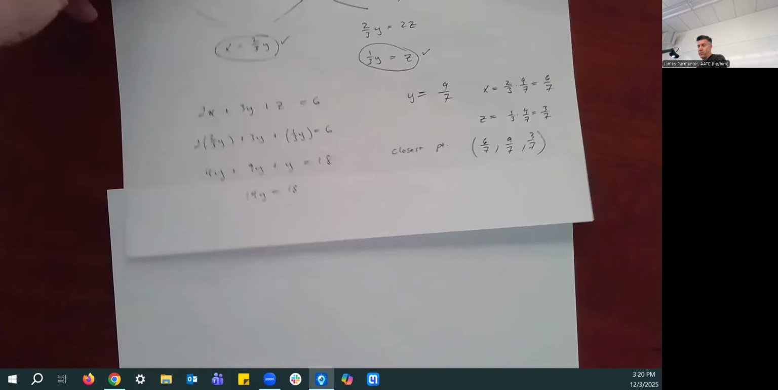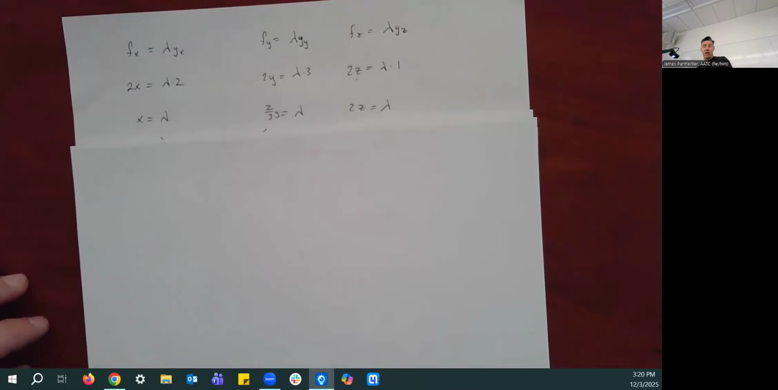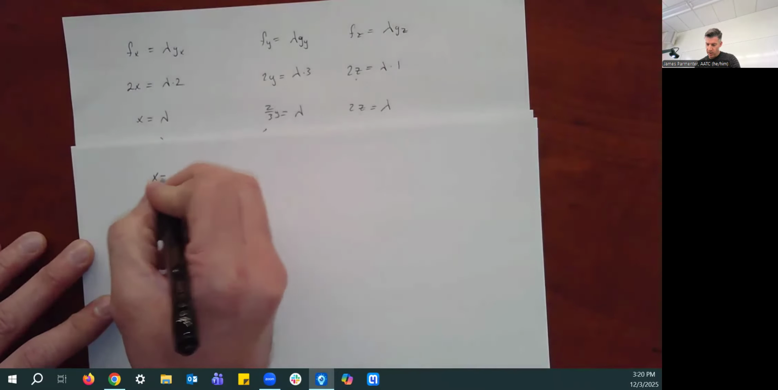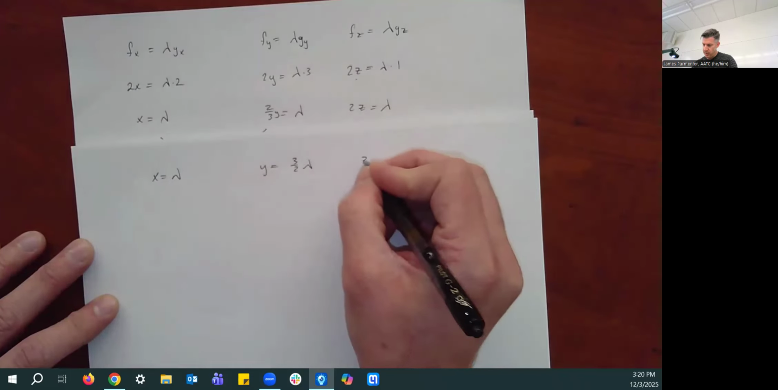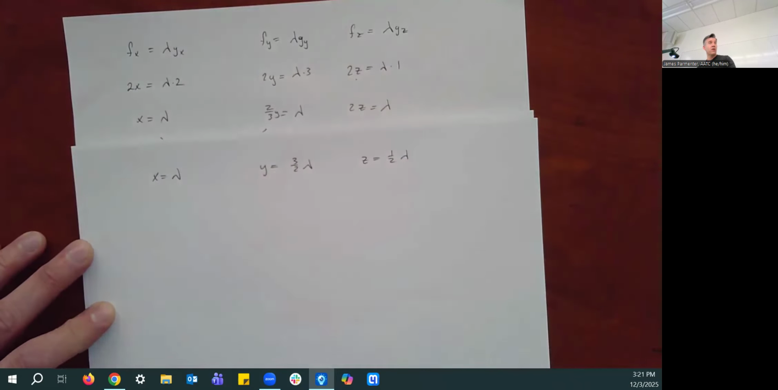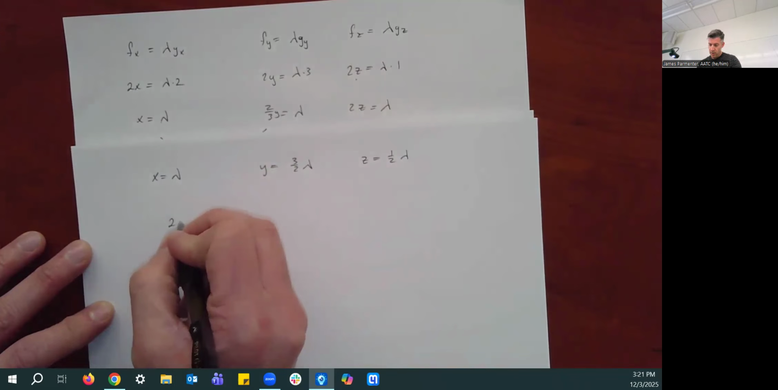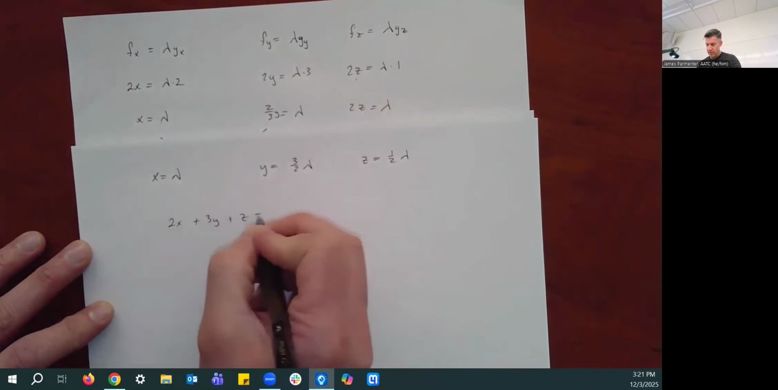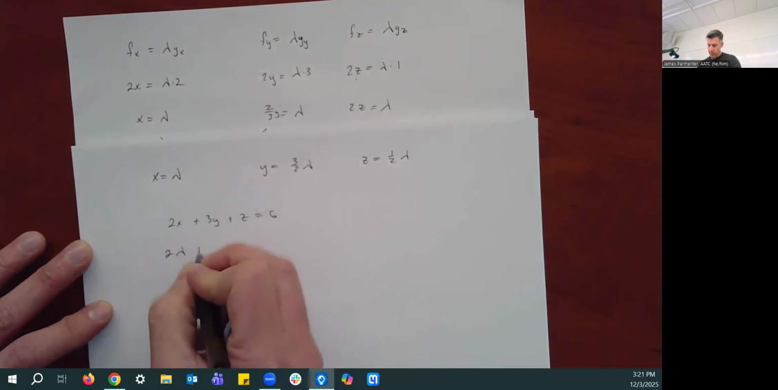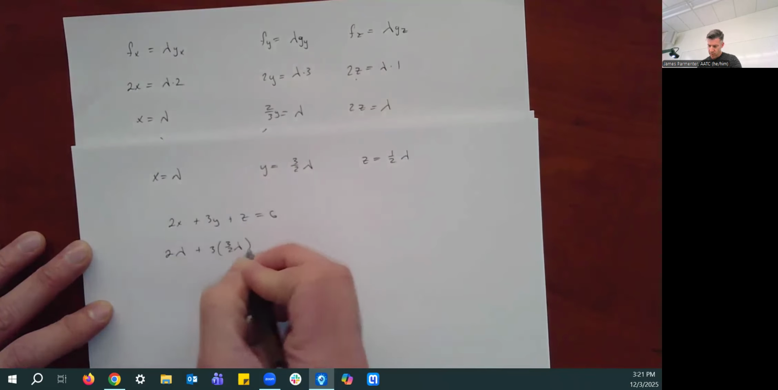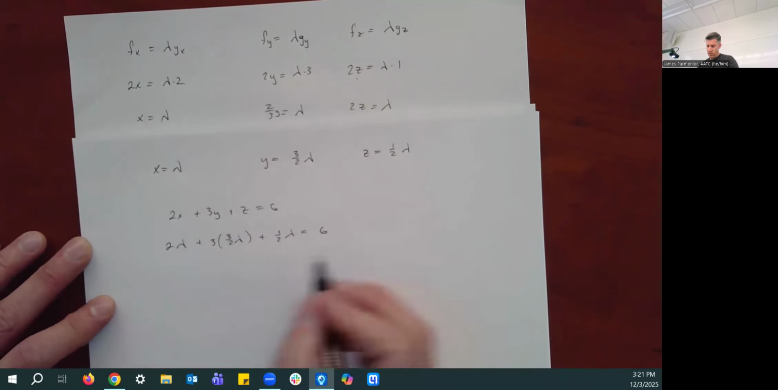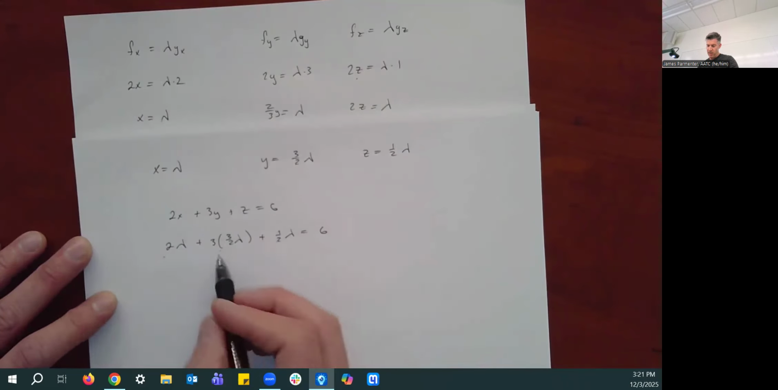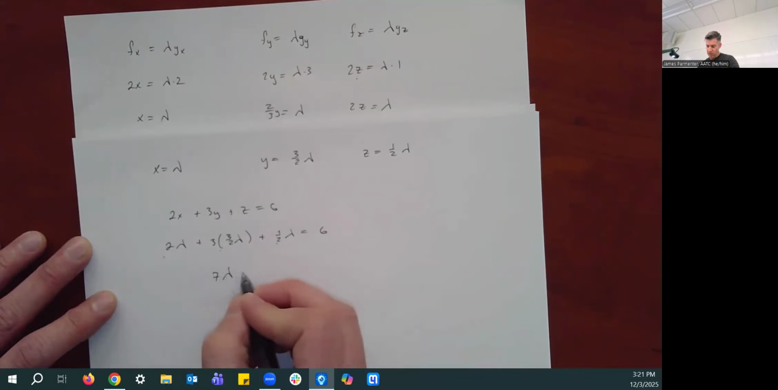But another way to do this would have been to take our equations and, instead of solving for lambda, solve for x, y, and z. So here it's x equal to lambda. Here it's y equal to 3/2 lambda. And here it's z equal to 1/2 lambda. Plug all of those into your constraint. Our constraint again was 2x plus 3y plus z equal to 6. So that's going to be 2 times lambda plus 3 times 3/2 lambda plus 1/2 lambda equal to 6. Add them all together. 2 plus 9/2 plus 1/2 is 7. Then you get 7 lambda equal to 6.